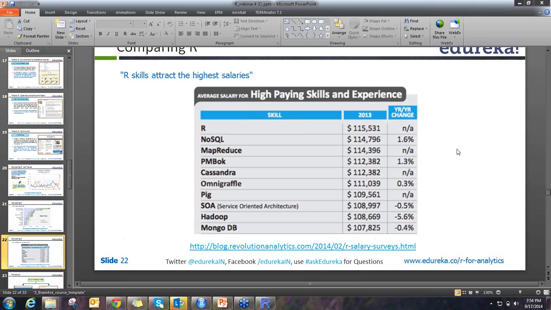Why? Because people who are in R are very few. What happens is that people learn R and then they forget it. Right? So don't make that mistake. If you are learning R, keep on practicing it.